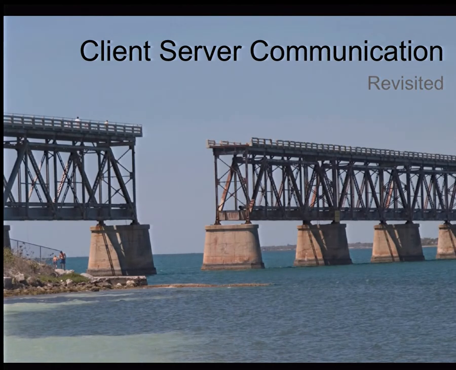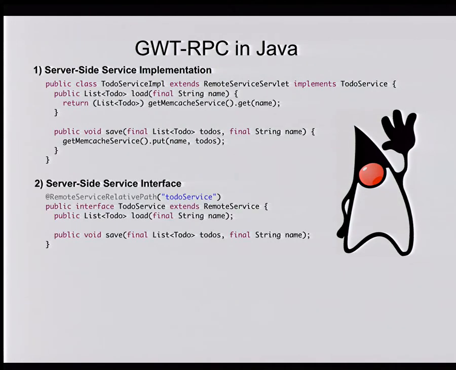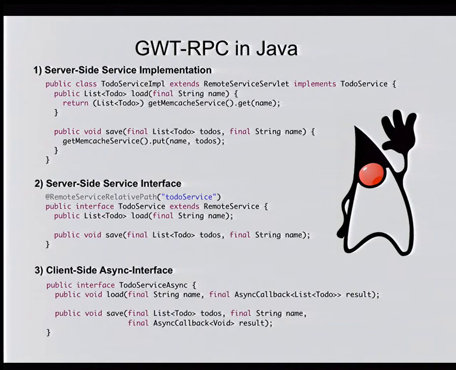I know I'm fast. So let's see how it is done in Java first. Ollie showed that already. You have to implement this class. And of course, you also have to declare the interface and maintain everything. And also the async interface. That's how you do that in GWT. That's a boring task, very redundant.